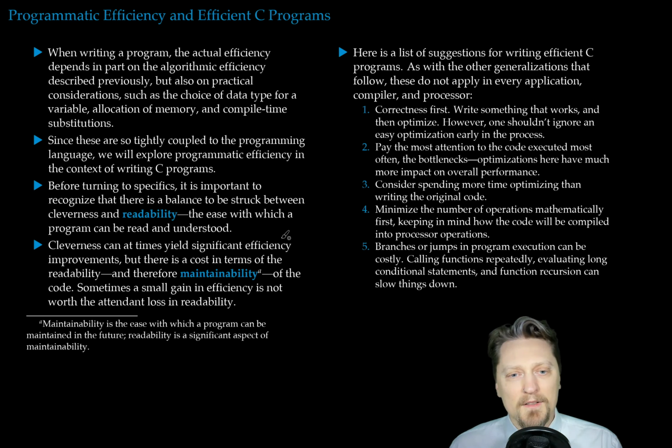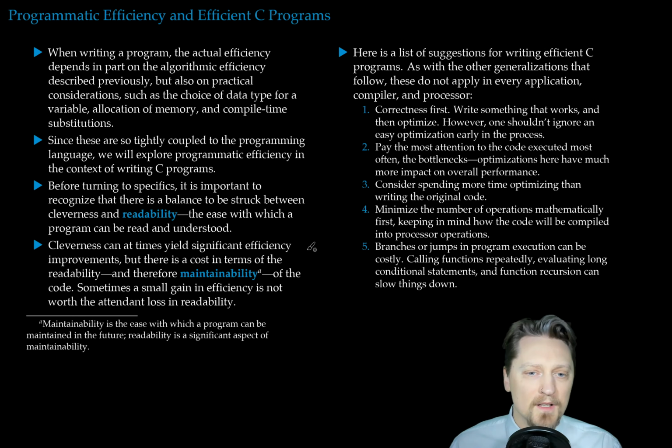Cleverness can at times yield significant efficiency improvements, but there is a cost in terms of readability and therefore maintainability of the code. Sometimes a small gain in efficiency is not worth the attendant loss in readability. Here is a list of suggestions for writing efficient C programs. As with the other generalizations that follow, these do not apply in every application, compiler, and processor. Here are the general suggestions. First, correctness first. Write something that works and then optimize. However, one shouldn't ignore an easy optimization early in the process.